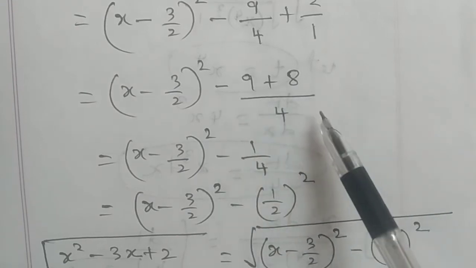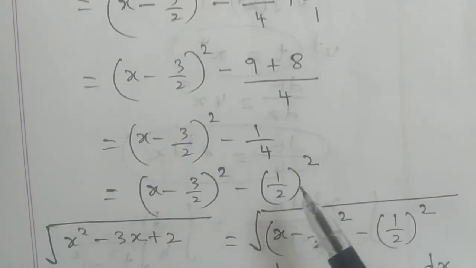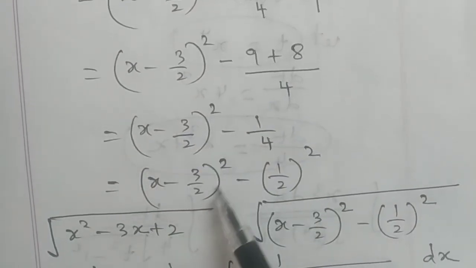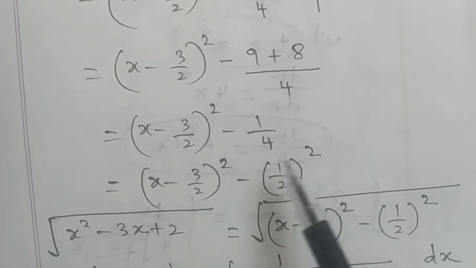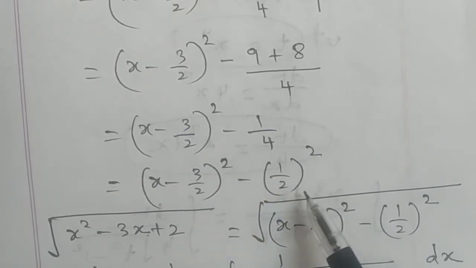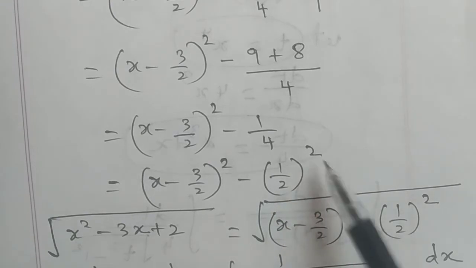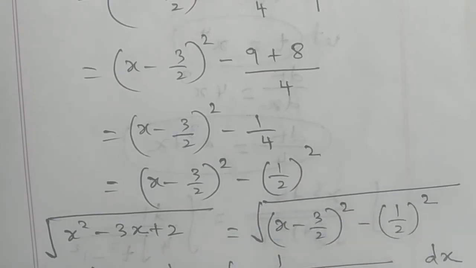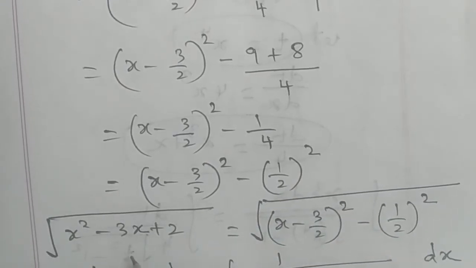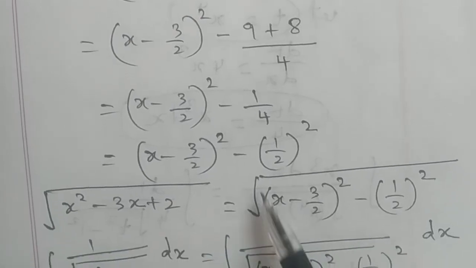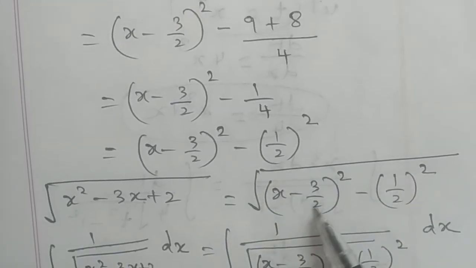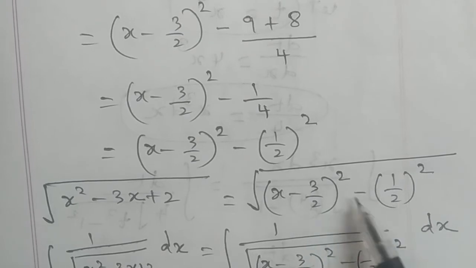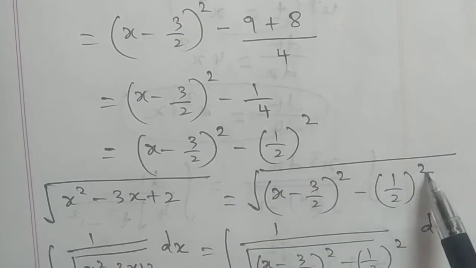Minus 9 plus 8. Value is minus 1 by 4. So (x minus 3 by 2) the whole square minus 1 by 4. 1 by 4 is what? 1 by 2 the whole square. So square root of x square minus 3x plus 2 equal to square root of (x minus 3 by 2) the whole square minus (1 by 2) the whole square.